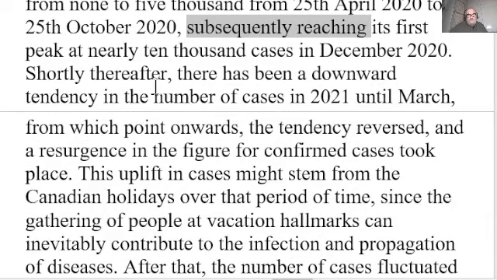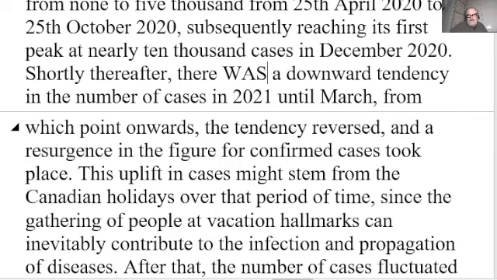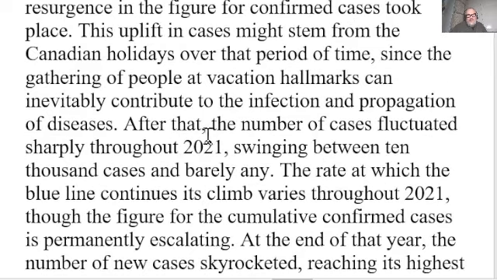Shortly thereafter, there has been a downward tendency in the number of cases in 2021 until March. Okay, I'm not very keen on has been. I think there is better, because clearly you're talking about a finished time period, and was would be much better. From which point onwards, good, the tendency reversed, and a resurgence in the figure for confirmed cases took place. That's great. This uplift in cases might stem from the Canadian holidays.